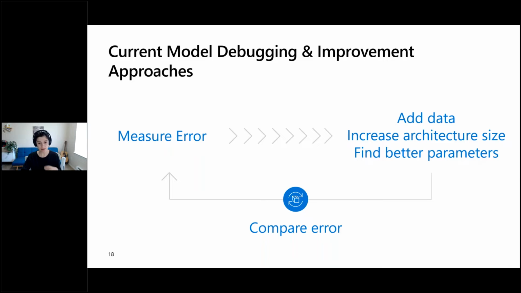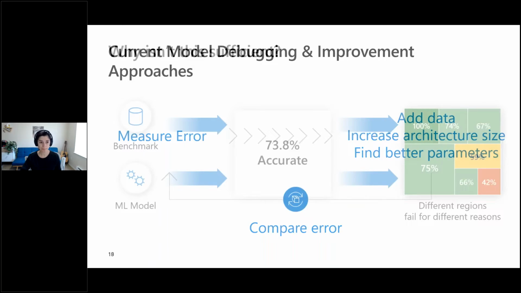And then we compare this, we build a new model, we see what is the new error, and then we measure these two and see whether this has improved the situation. Now, this may sound all familiar and normal to a lot of people, but why isn't this sufficient, or why do we think that we can do better?